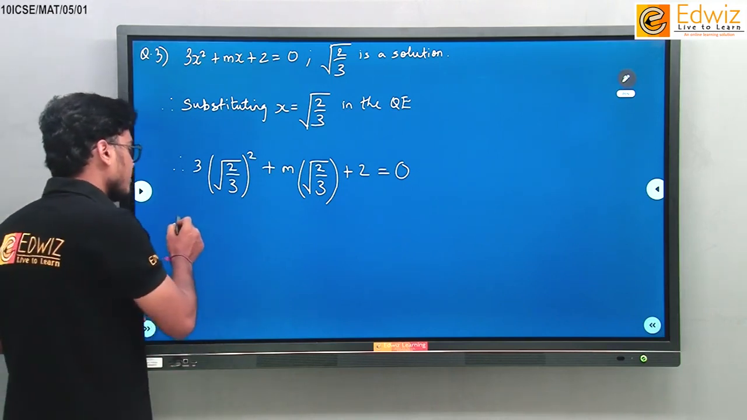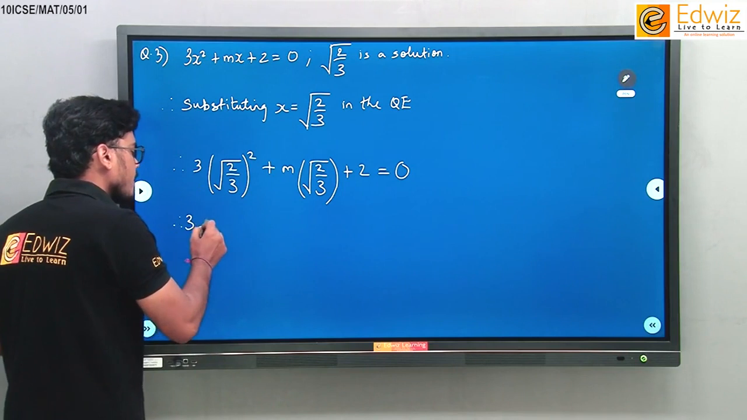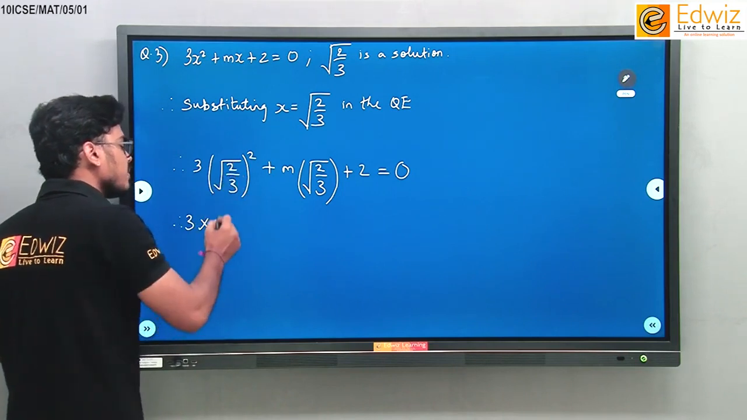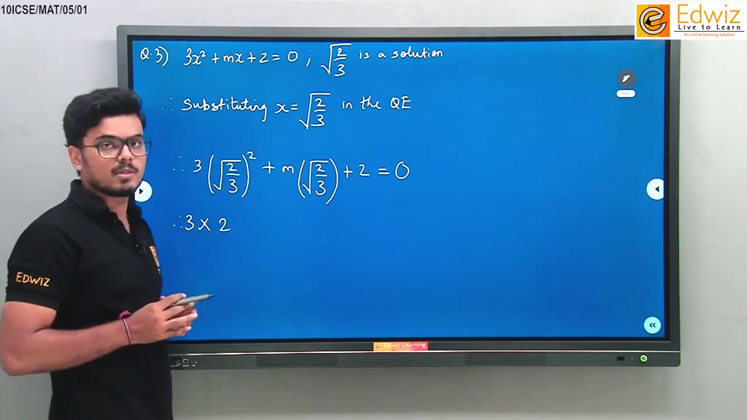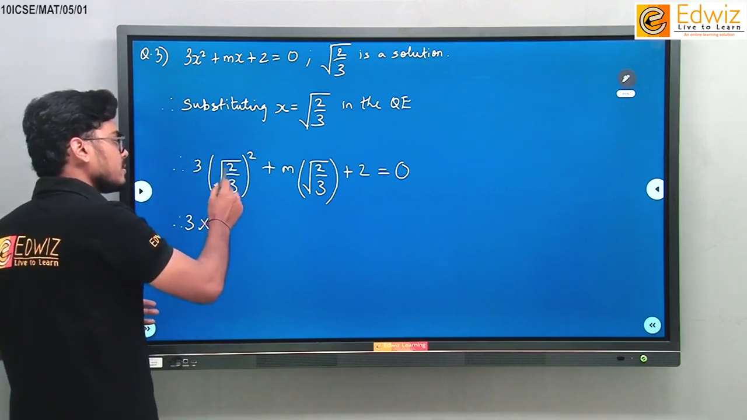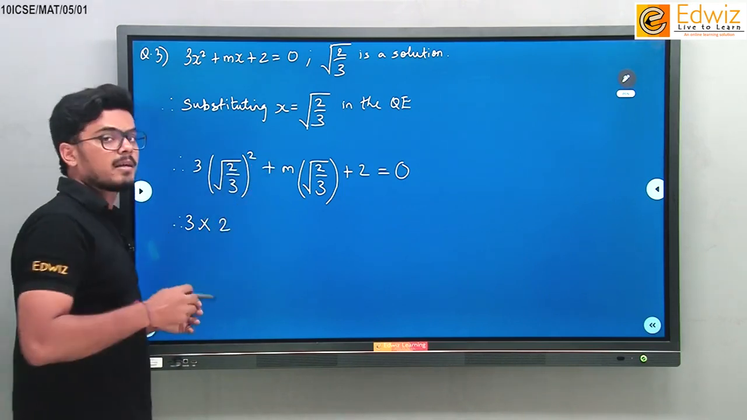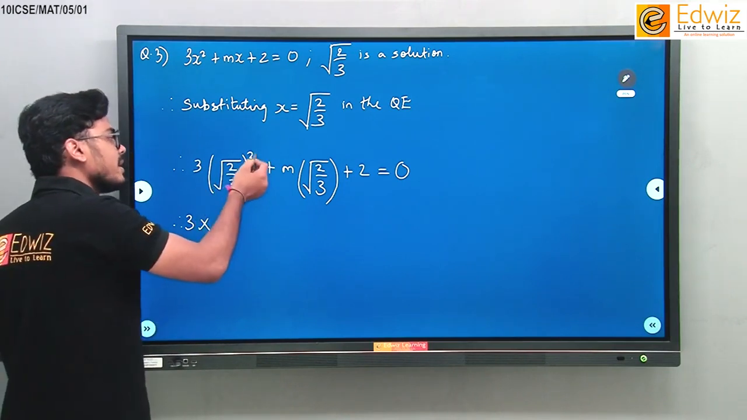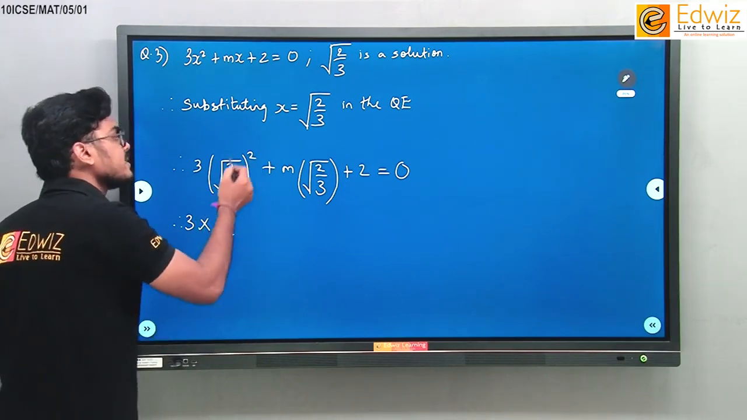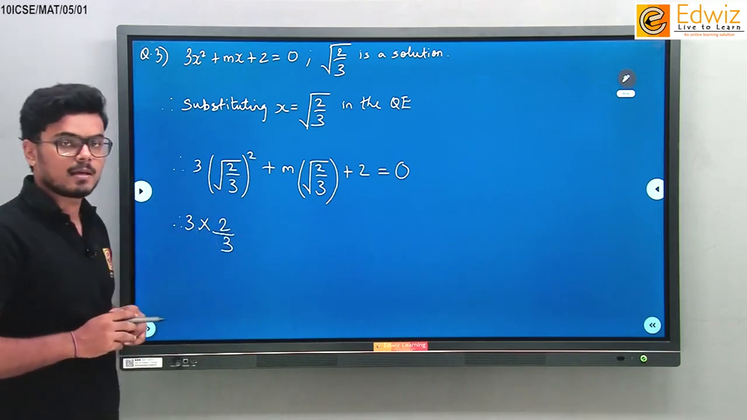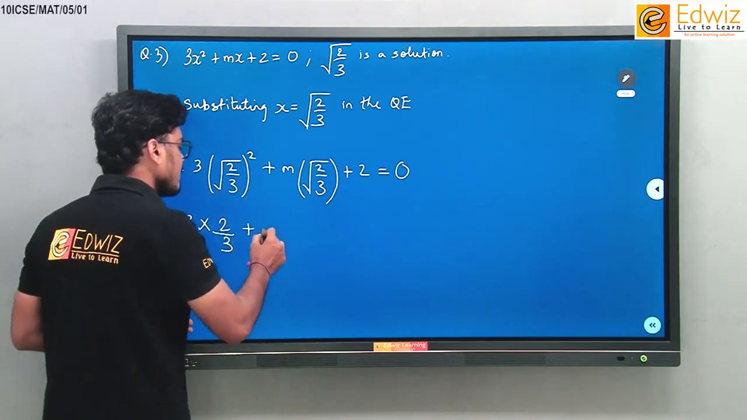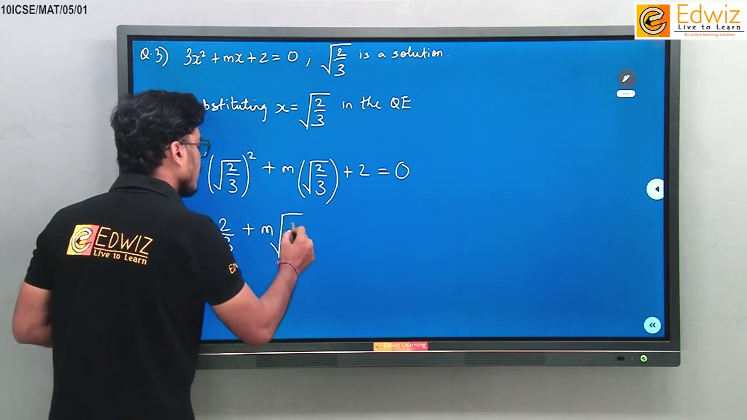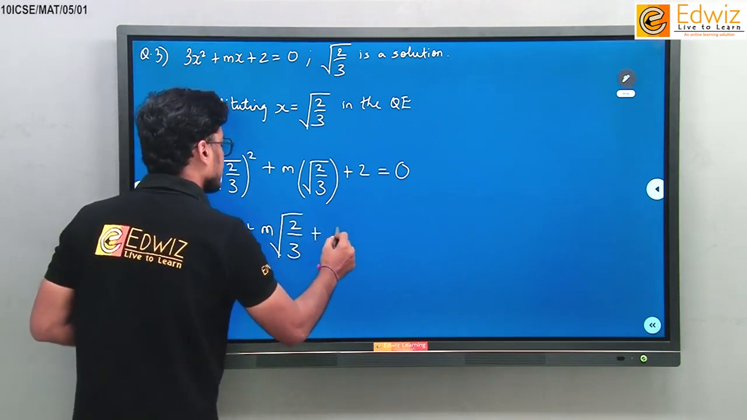So let us solve this. 3 multiplied by root 2 square is just 2. I hope you know this, correct? If there is a square root and then also a square, the number under the square root itself is the answer. So root 2 square will get 2, root 3 square also we will get 3, correct? Plus m root 2 upon 3 plus 2.